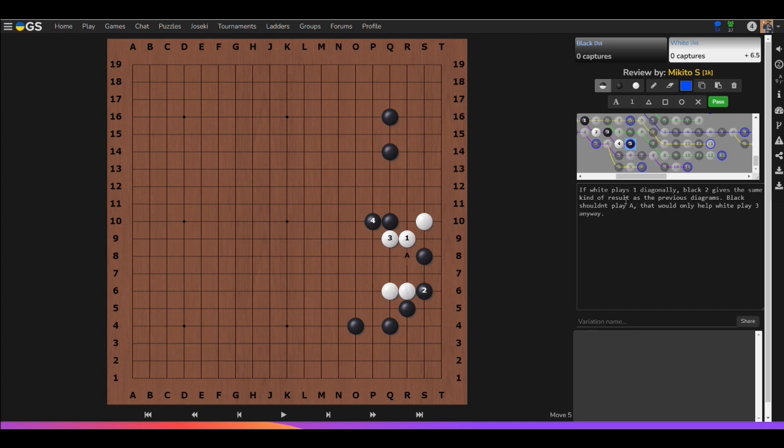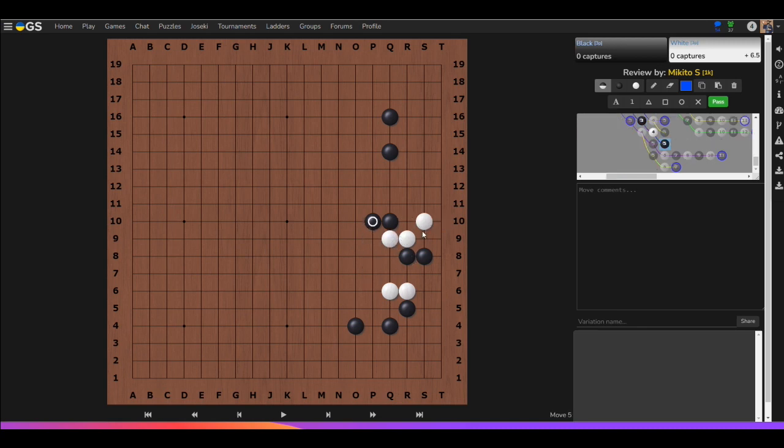If white plays one diagonally, black 2 gives the same kind of result as the previous diagrams. Black shouldn't play A. That would only help white play 3 anyway. So if we look at, let's say, black played, maybe here, this is kind of going to be the same result anyway, right? That's kind of what it's showing towards. So it's much better for black to connect under and then get this result to where it was.